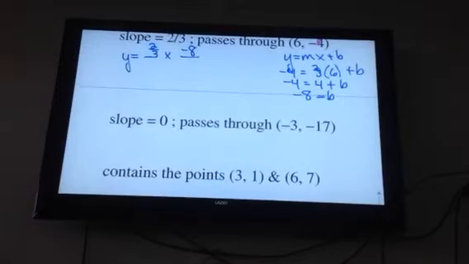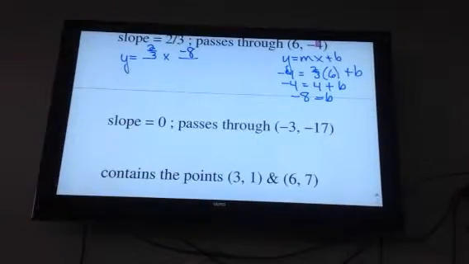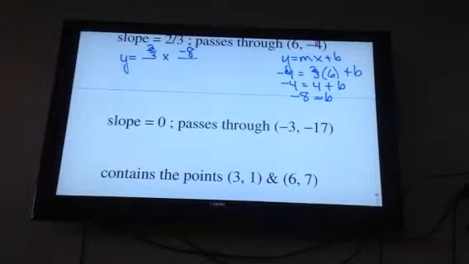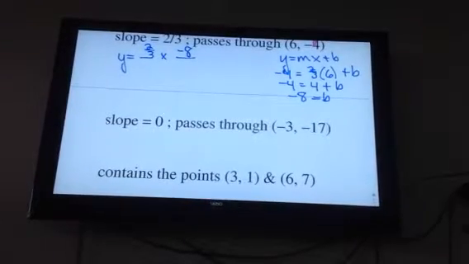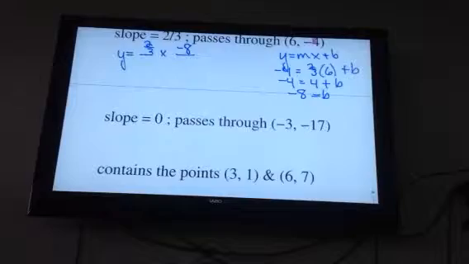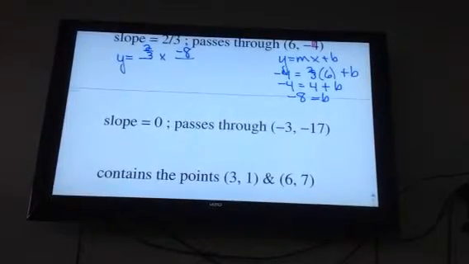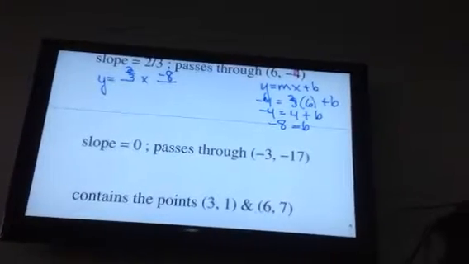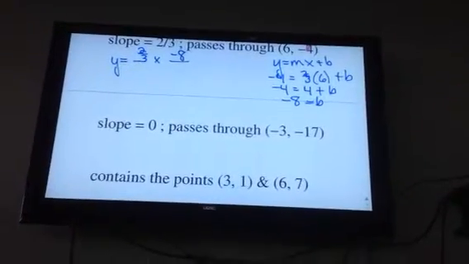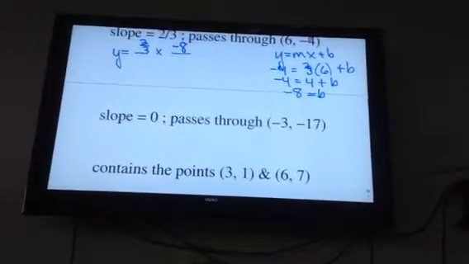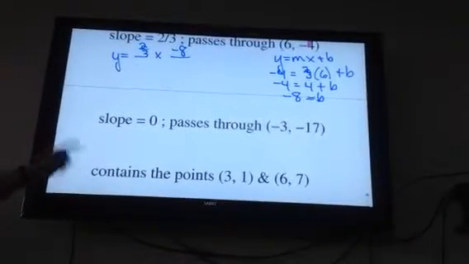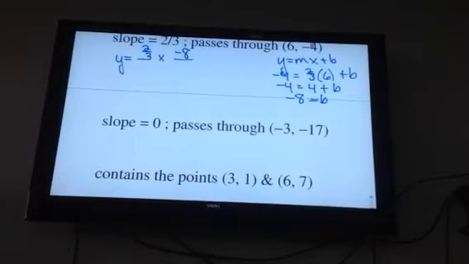I have a line that has a slope of 0. That means that it's horizontal. Does that mean it's an x or a y equals? So these are those three pieces of information you've got to keep together in your brain. Slope of 0 is horizontal. Horizontal is y equals. So if it's a y equals and it passes through that point, what does y equal?